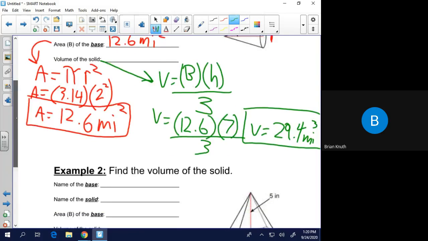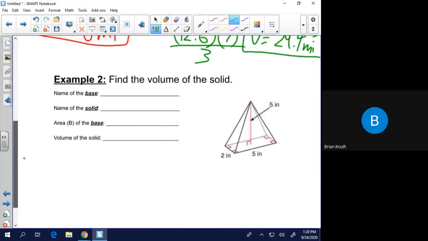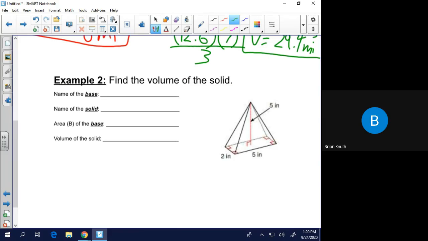Next example will be a solid of the pyramid. This is a name of the base here. It is a rectangle. Okay, we know that because of the 2 and 5. The name of the solid, because of the base, we're going to call it a rectangular pyramid. Because again, the base is a rectangle.